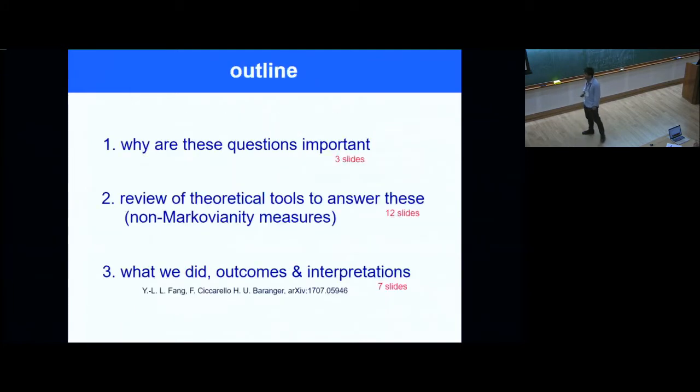This talk is split basically into three main parts. In part one, I'll be discussing why it is important to answer these questions. In part two, which is mostly review, I will talk about general theoretical tools that we use to answer these questions, and these are mostly related to non-Markovian measures. Finally, in part three, I will illustrate what we did, the outcomes that we got, and the interpretations of them.